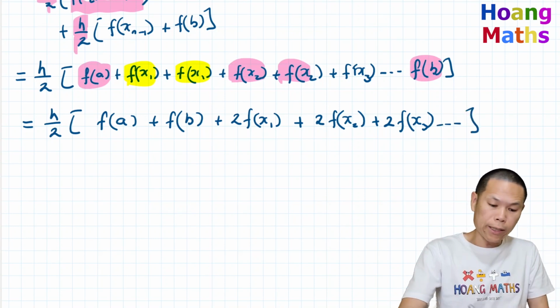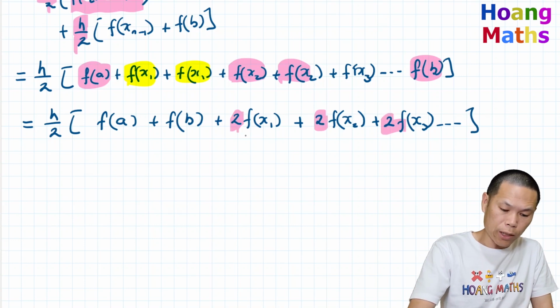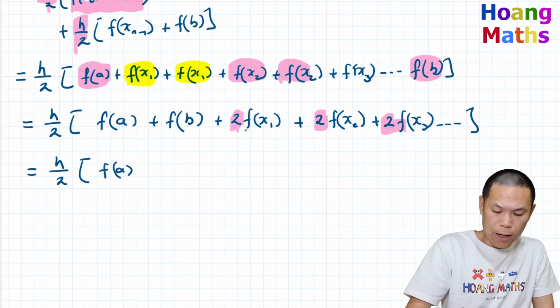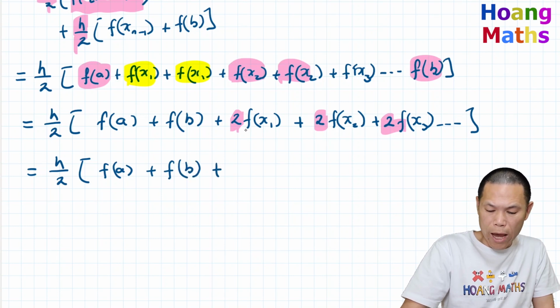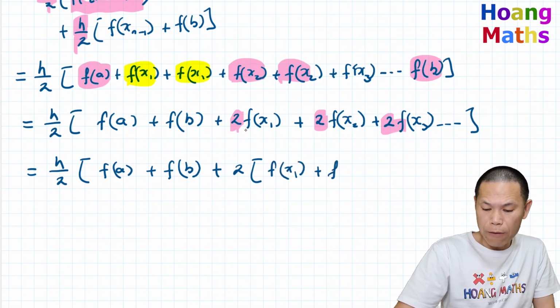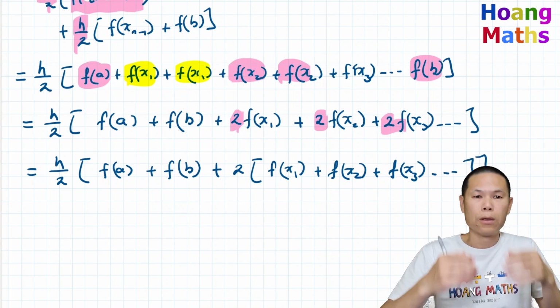Now you can see that 2 is a common factor here, so I can rewrite this a bit simpler. That gives me h over 2 times f of a plus f of b, and in here we take a 2 out, since 2 is a common factor. So this gives me f of x1 plus f of x2 plus f of x3 and so on.